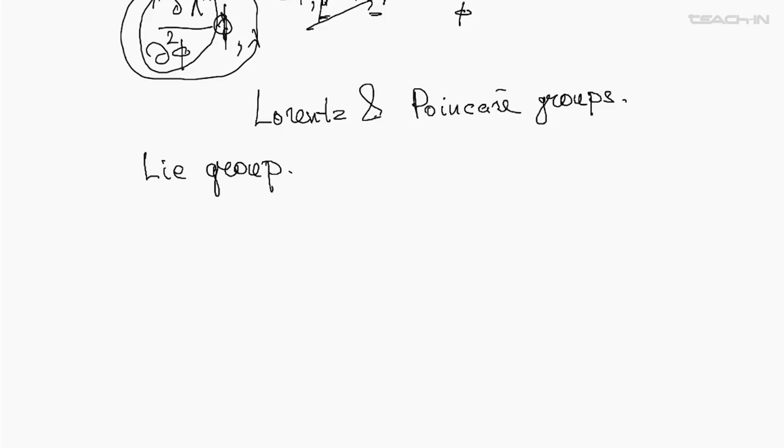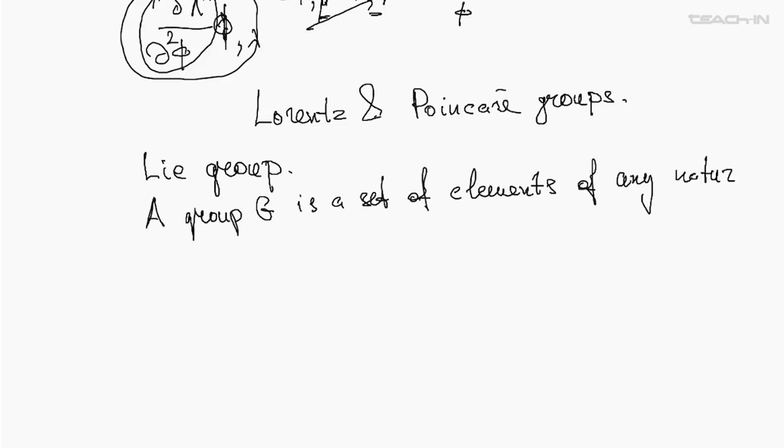So to recall, let me start, I need to recall the notion of a Lie group. And to start with, let me first say what is a group. So a group G is a set of elements of any nature, which satisfies the following set of axioms.